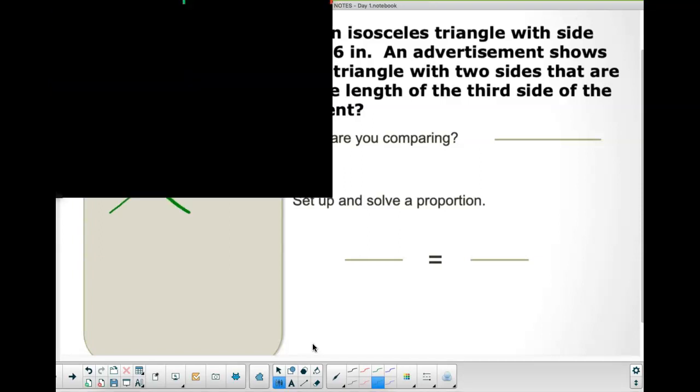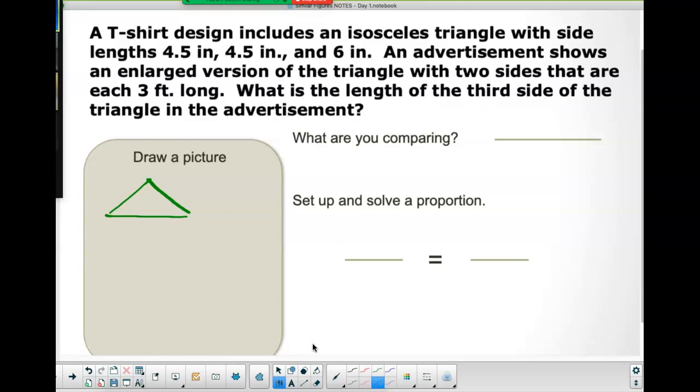So, we have this isosceles triangle. And I'm going to label it 4.5, 4.5, and 6. Okay, I'm going to label this triangle A. And it says an advertisement shows an enlarged version of the triangle. So it gets bigger, with two sides that are each 3 feet long. What's the length of the third side? So we have this bigger triangle.